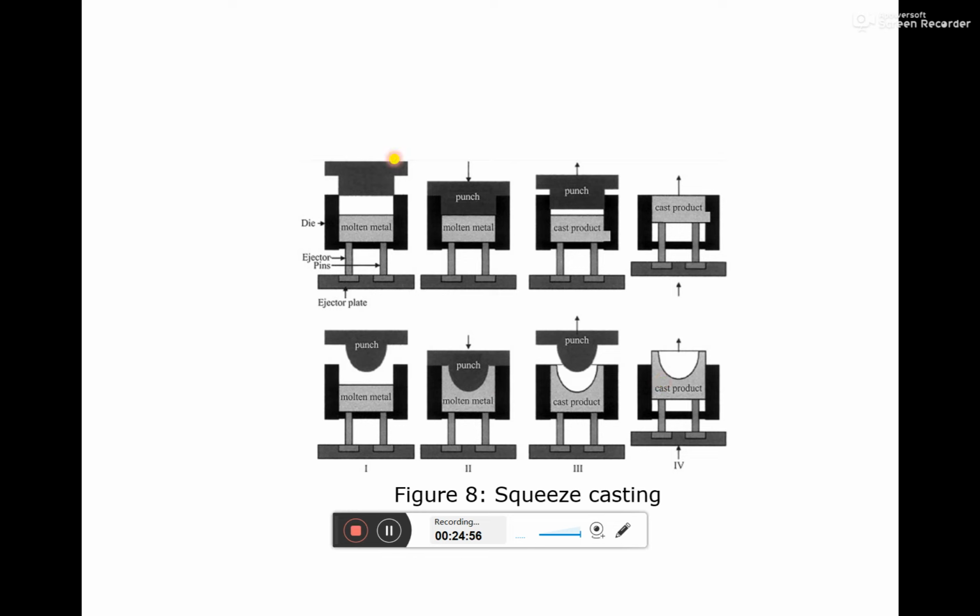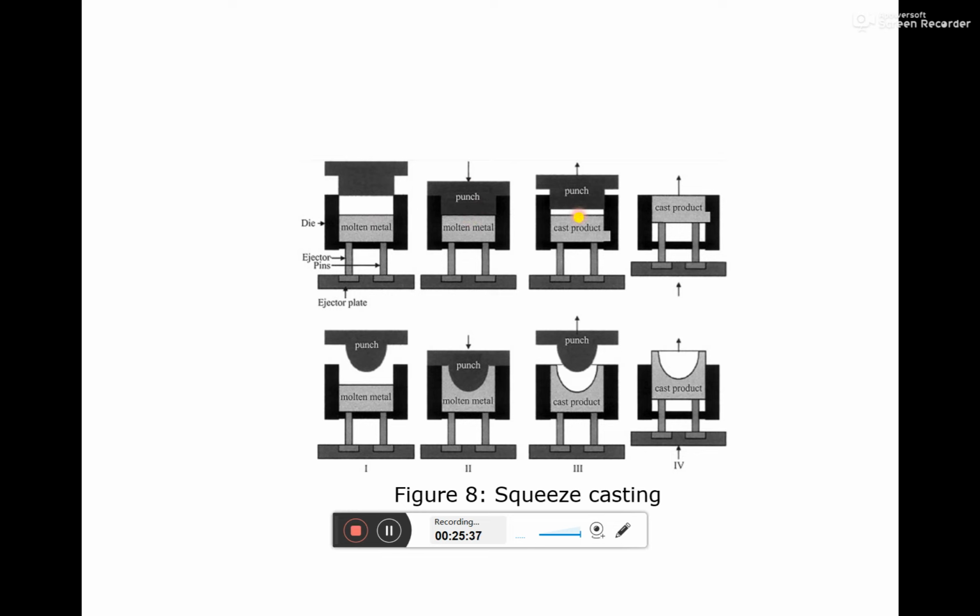This is the diagram related to the squeeze casting process. You can see here, first we are preheating the die, and after that we are pouring the molten composite mixture into the die. After that we make the punch move towards the molten material, and due to the high punch force, the punch forces the molten material into the die cavity.